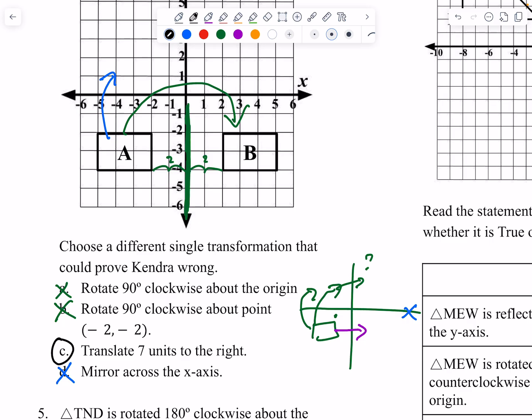So my only option is the translation. And will that work? Well, let's check. This is right here, which goes with that one. So that's 1, 2, 3, 4, 5, 6, 7.